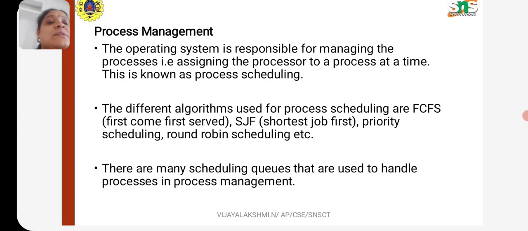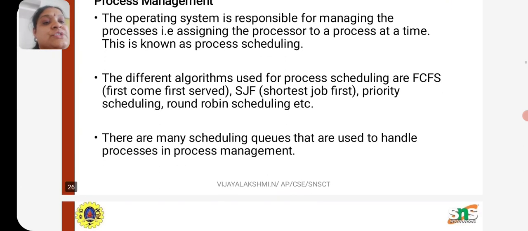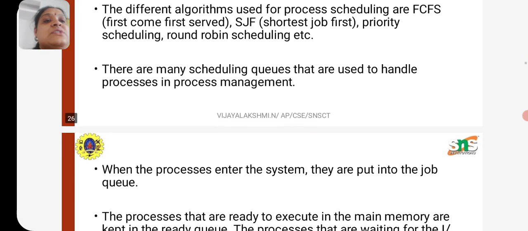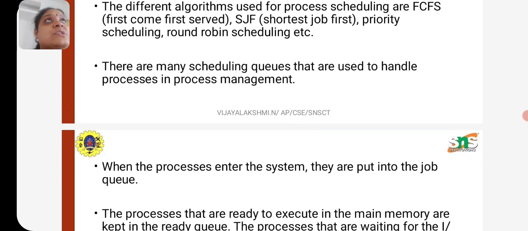The different algorithms used for process scheduling are, first, first come first serve, FCFS; second, SJF, shortest job first; priority scheduling; and round robin scheduling, RR. There are many scheduling queues which are used to handle processes in process management. Let us see one by one in the upcoming videos.